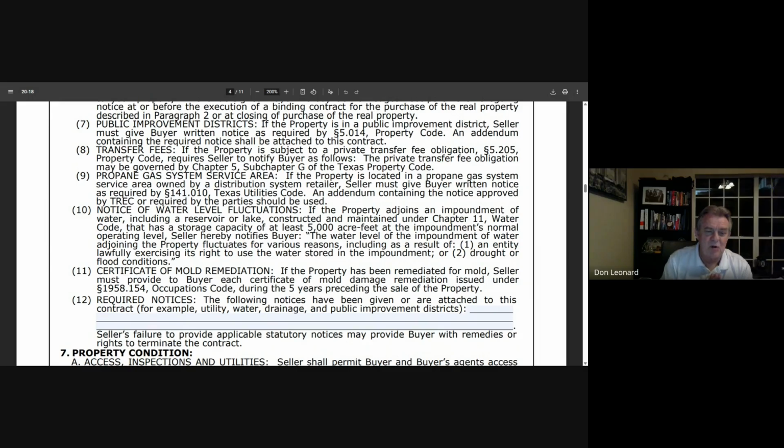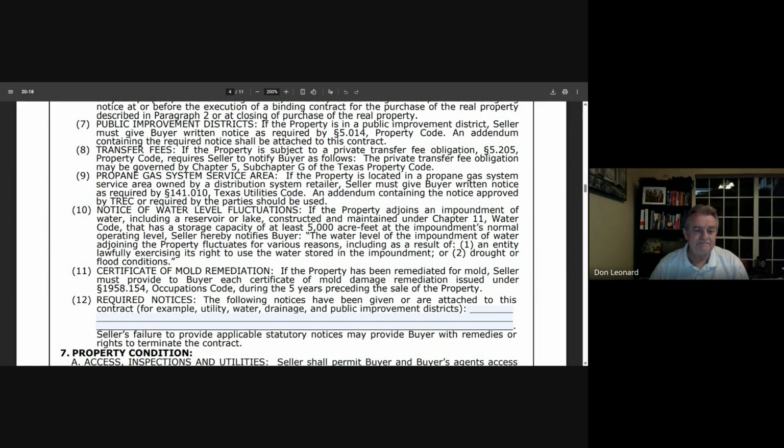11, certificate of mold remediation. If the property has been remediated for mold within the last 5 years, seller has to disclose that to the buyer and provide them with a certificate of mold remediation. If it has been more than 5 years since the house has been remediated for mold, seller no longer has the responsibility to disclose that to the buyer.